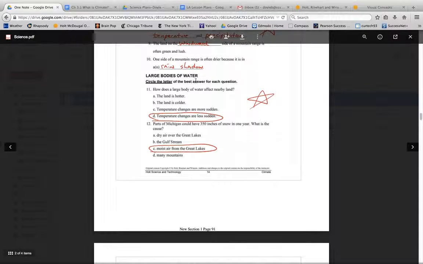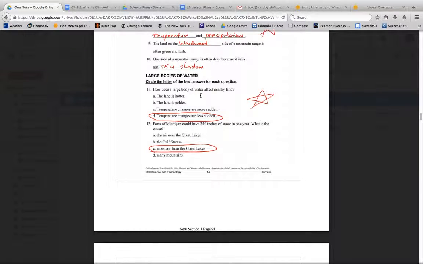Large bodies of water also affect climate. So 11, how does a large body of water affect nearby land? Because temperature changes are less sudden, because the water kind of keeps the temperature the same throughout the year. 12. Parts of Michigan could have 350 inches of snow in 1 year. What is the cause? And the reason is because of moist air from the Great Lakes. So a large body of water can also affect precipitation.